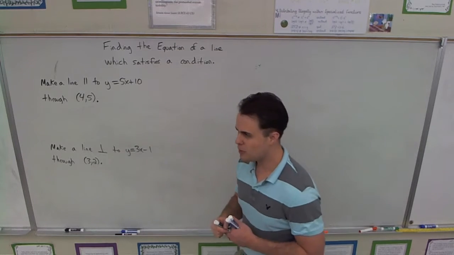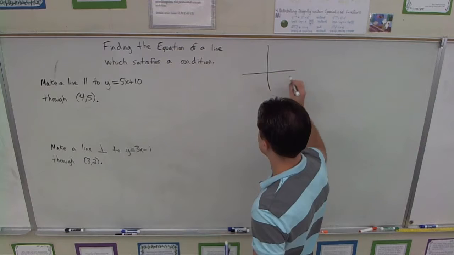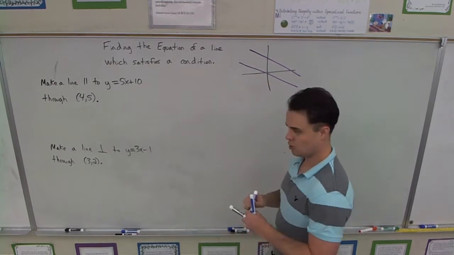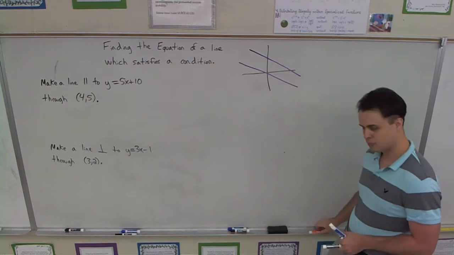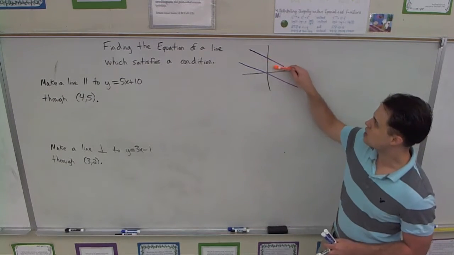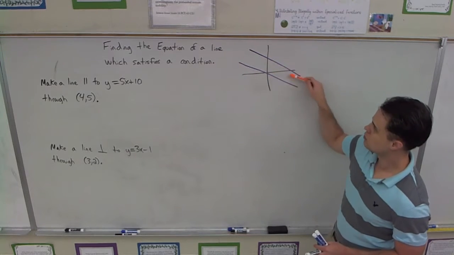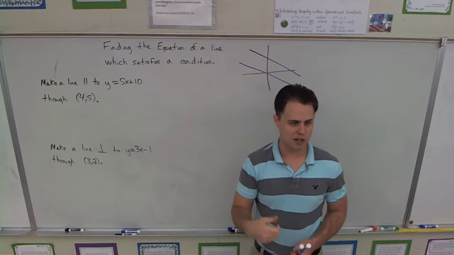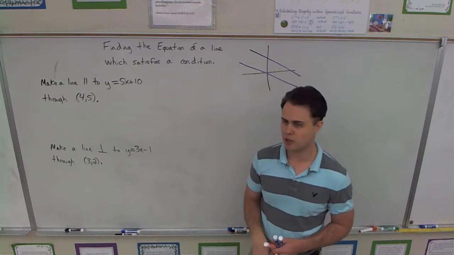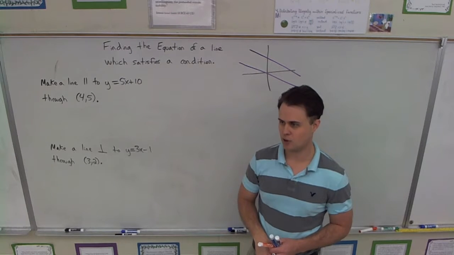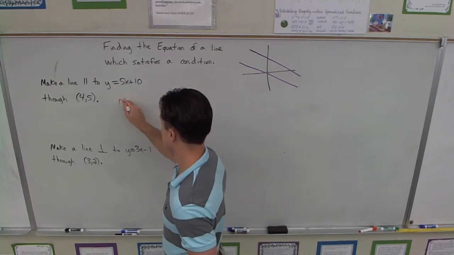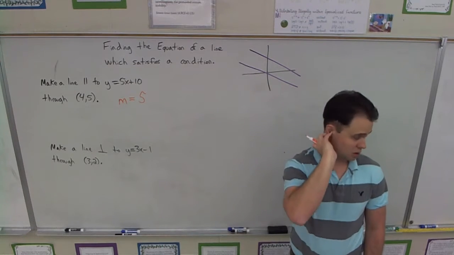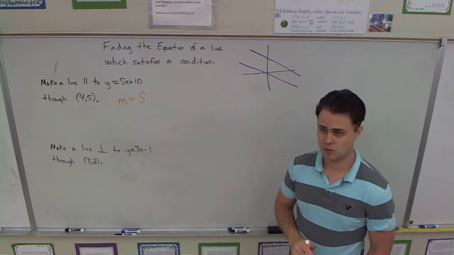Okay, so what do we know about parallel lines? Let me just draw some parallel lines up here. Anytime lines are parallel, like this one and this one, what do you know about them? They have the same slope. So the only thing I'm going to use out of this is its slope, because my new line is going to have the same one. So what's the slope on that old line? 5. So my new line's slope is 5. That was even easier than what we just did. You don't have to do an average rate of change. You've just got to look at the slope. Bam. That's the slope I need.